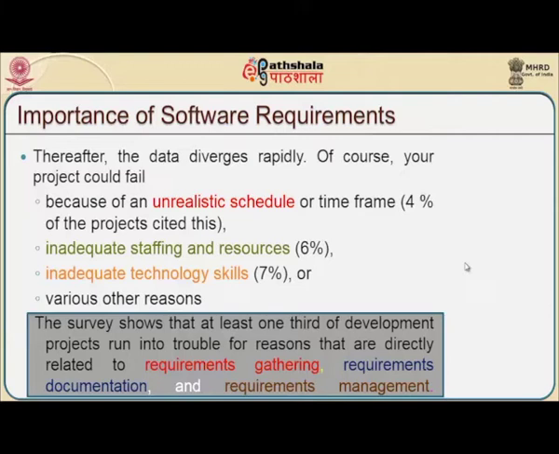A survey shows that at least one third of development projects run into trouble for reasons that are directly related to requirements: requirements gathering, proper documentation of these requirements, that is requirements documentation, and management of all these requirements, which is requirements management. If we fail to do all these three aspects well ahead before starting with the project, there may be a possibility of failure of the project.